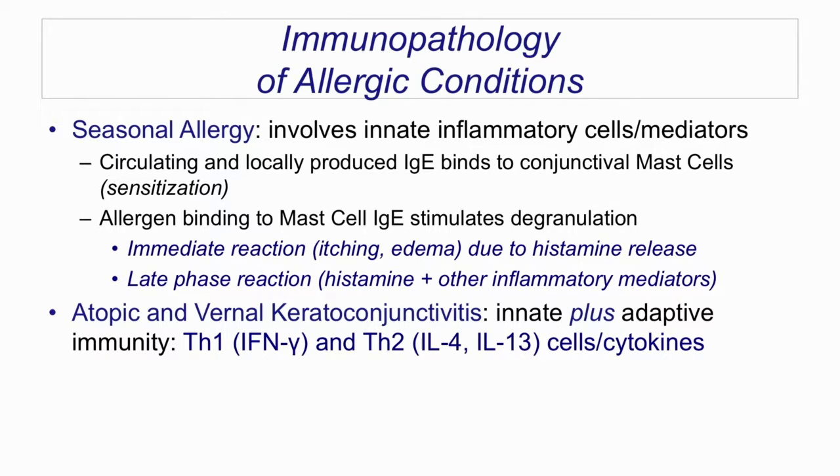and other inflammatory mediators. Atopic and vernal keratoconjunctivitis involve innate plus adaptive immunity, including cytokines produced by Th1, such as interferon gamma, and Th2, such as IL-4 and IL-13 cells.